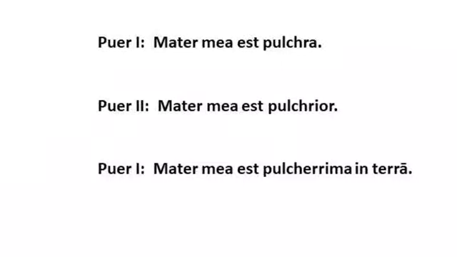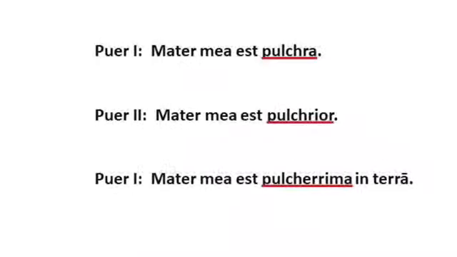Now let's take an example. We've got 2 boys here and they're having a conversation. Puer unus says mater mea est pulchra, bragging a little bit. Puer duo, he's not going to be outdone. He says mater mea est pulchrior. And the first boy says mater mea est pulcherrima in terra. So copy those 3 sentences and underline the adjective in each. Pause the video while you do.